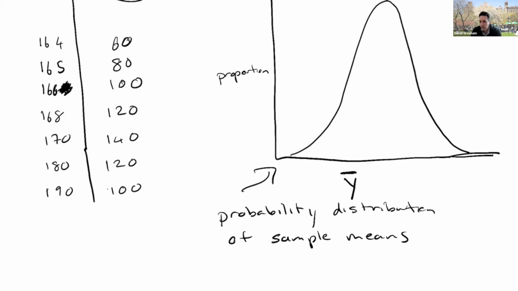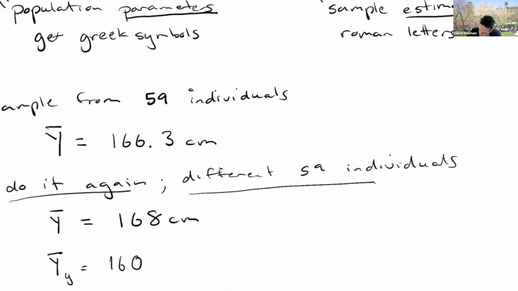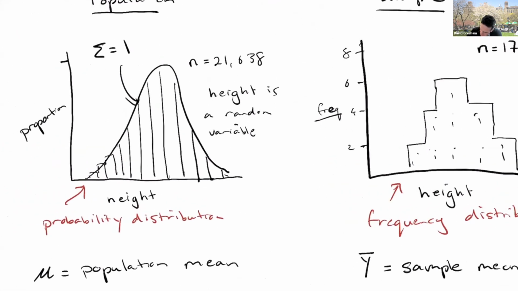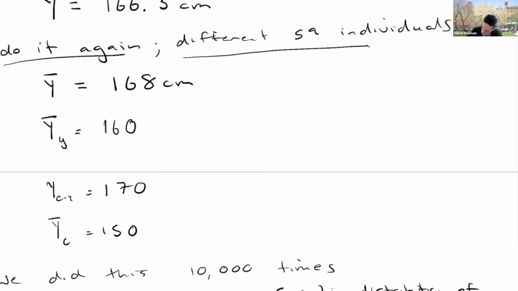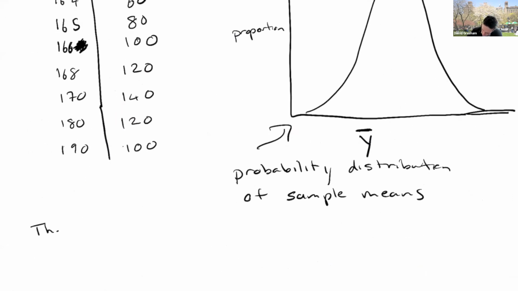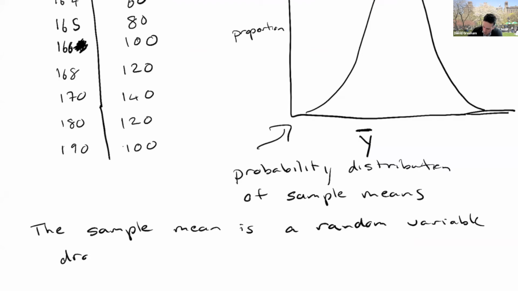And here's the interesting concept, is that up here we said that our height is a random variable. When we're looking at this distribution, the key point is that the sample mean is a random variable drawn from this distribution.